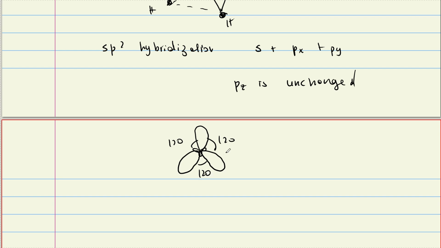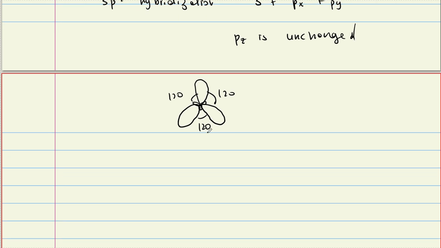And the remaining pz orbital is going to be free. It is going to do its own thing, it doesn't matter. And this is, for example, what's happening in so-called ethylene. Ethylene is C2H4. So this is C, and this is H. Each carbon has three neighbors.